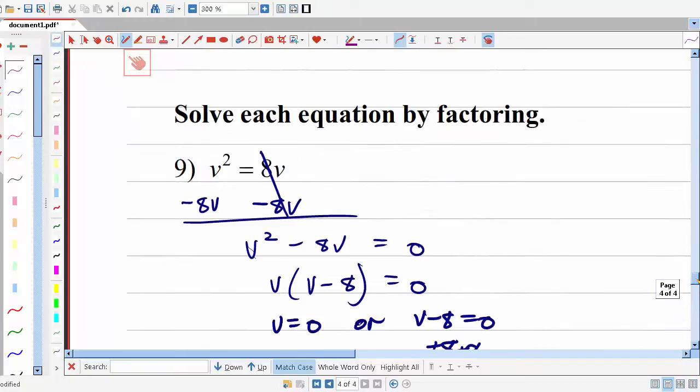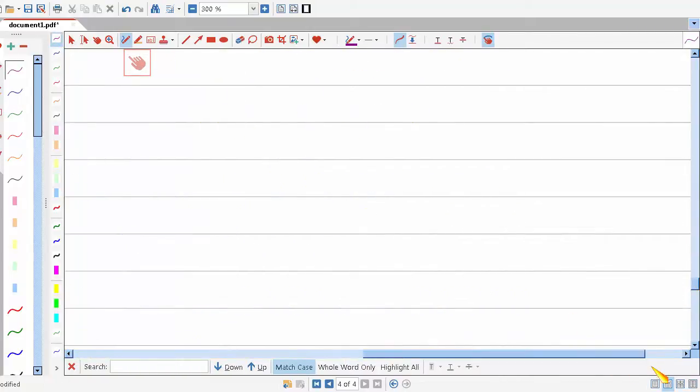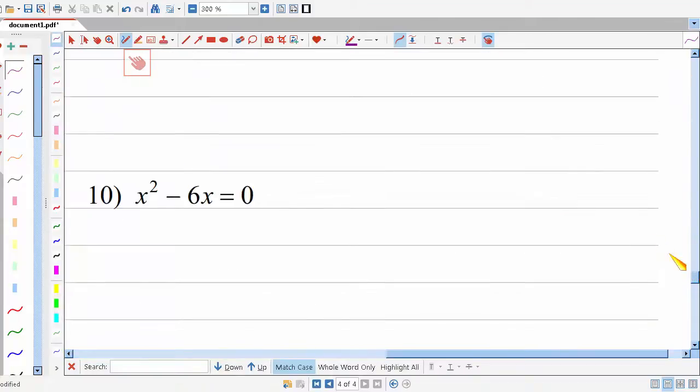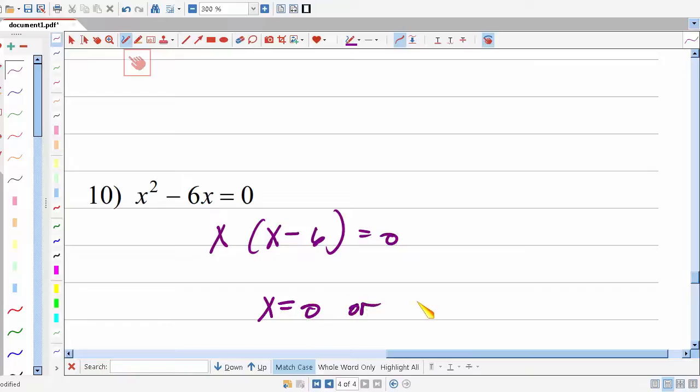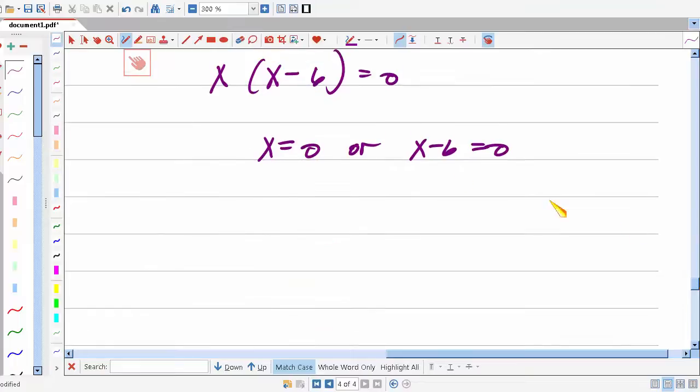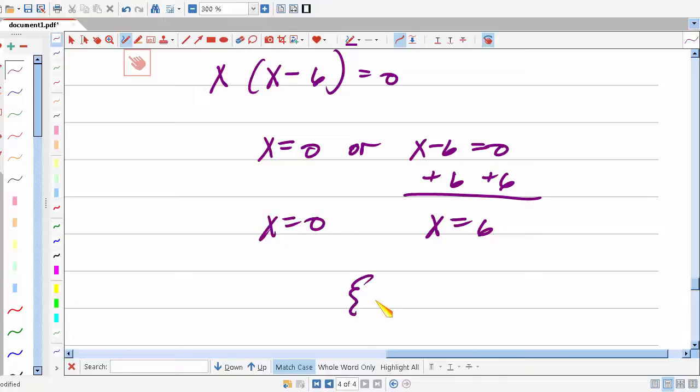Okay, next one. This one I just need to factor out x. So that would give me x equals 0 or x minus 6 equals 0, add 6. So I get 0 and 6.